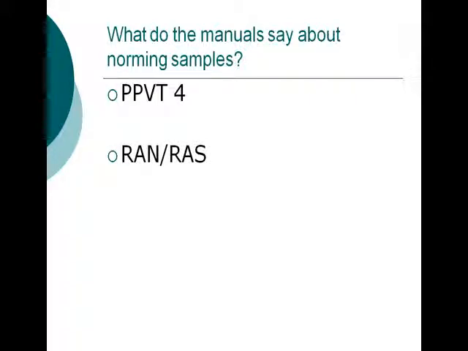RAN-RAS. Rapid automatized naming, same thing. What does the manual say? Is this a test you want to use? The TOWEL 4. I'm sorry if this still says 3 on it, but we would want the TOWEL 4.